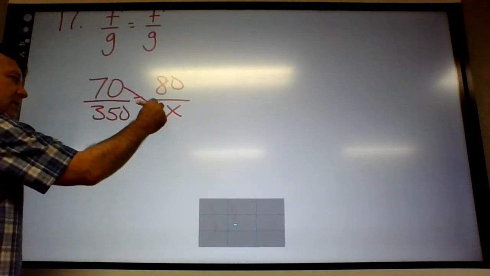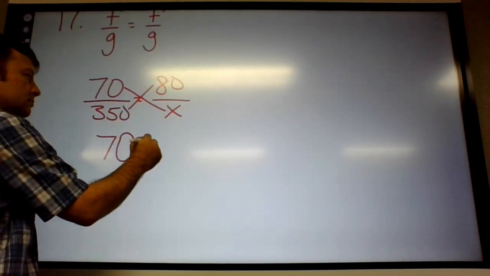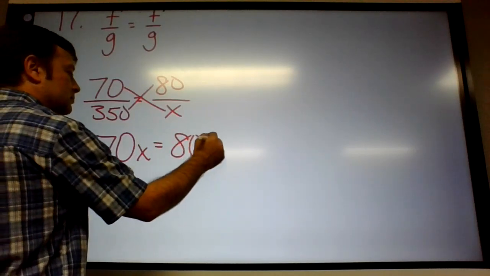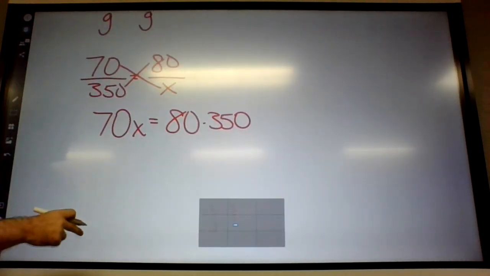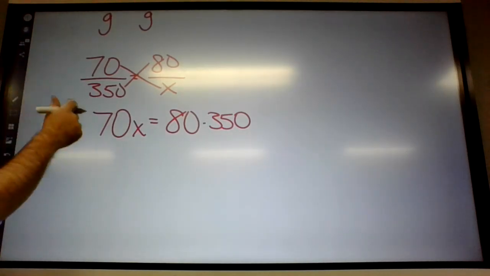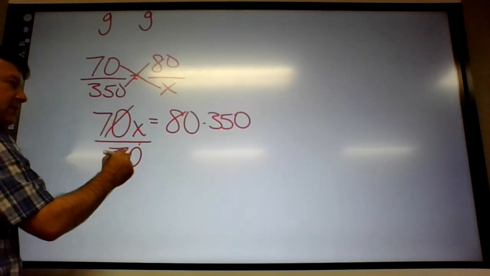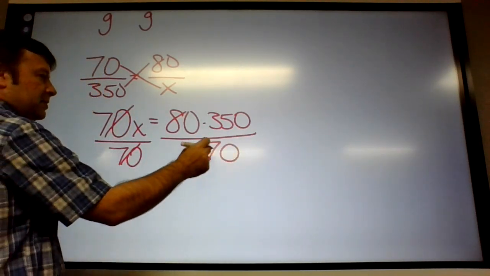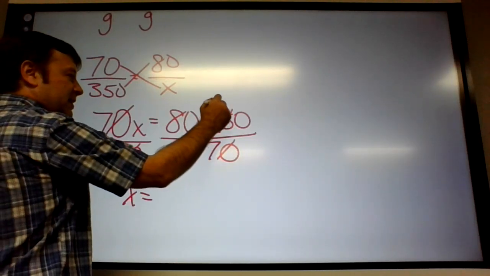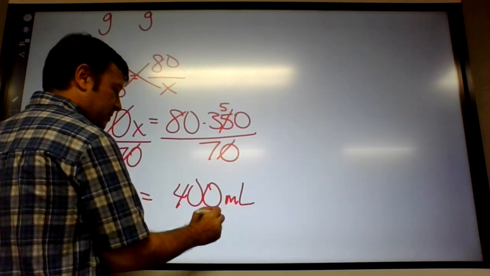So, cross multiply. I don't know what 80 times 350 is. What's 8 times 35? Add a 0. So, to solve, we're going to divide by 70, right? Whatever this is, divide by 70. You can kind of cheat a little bit and do that. Should come out as 400. 400 milliliters.